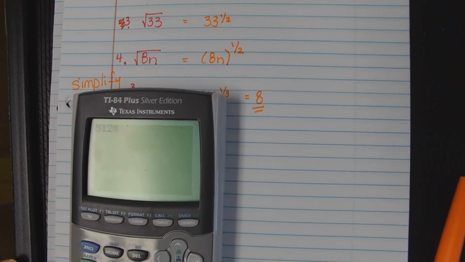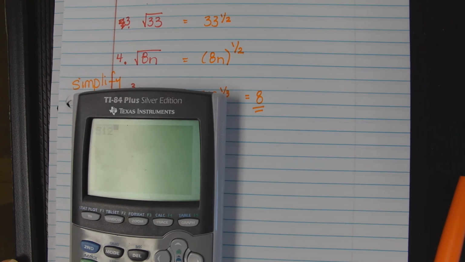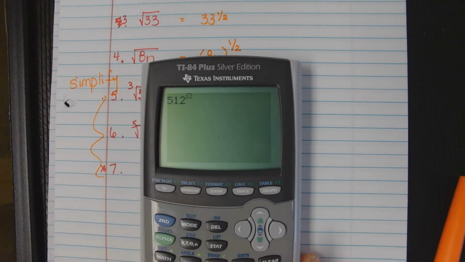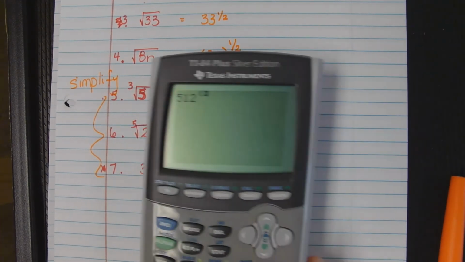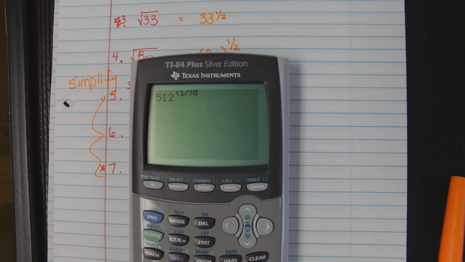So here's what I'm doing. My exponent button is there. Is that better? Okay, I'm going to use a parentheses. 1 divided by 3. Close parentheses. Can you see it?